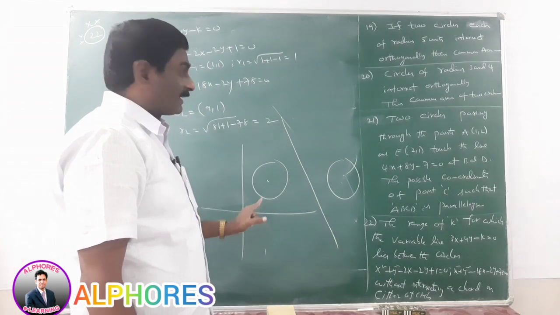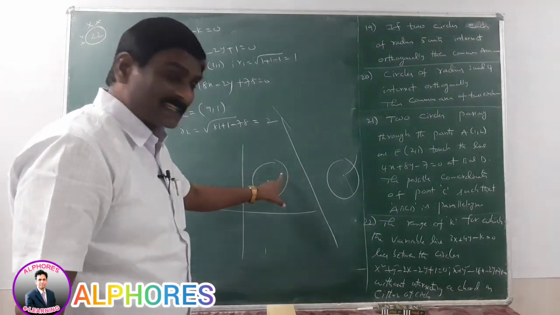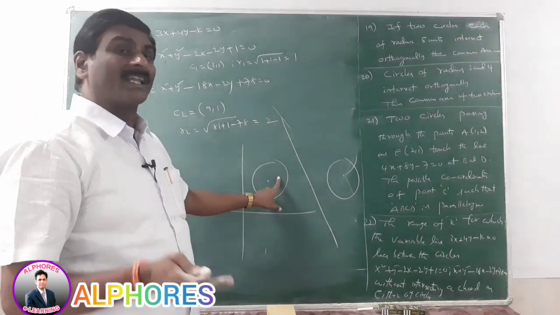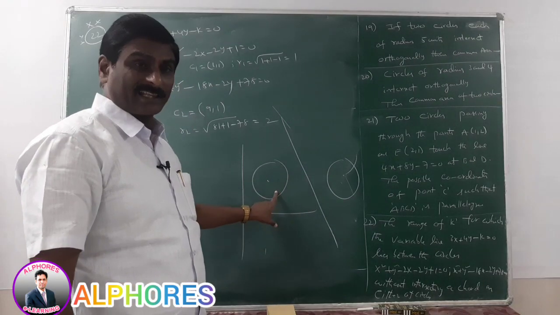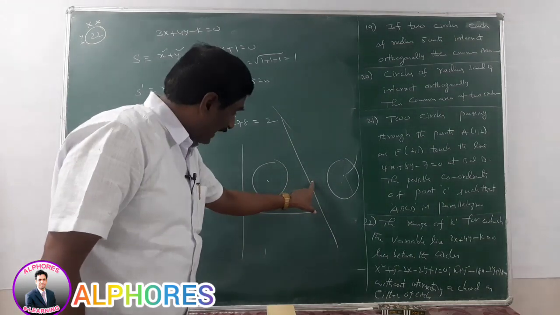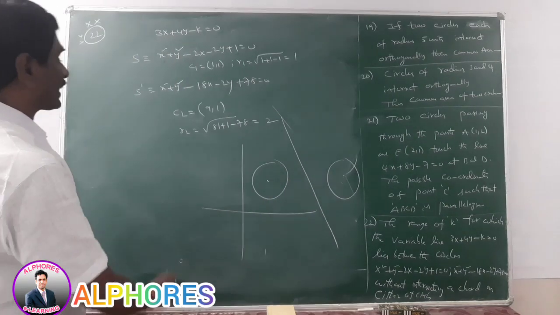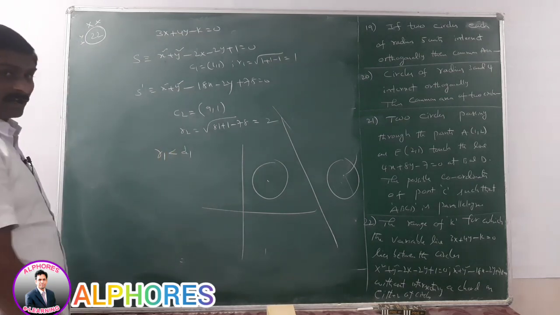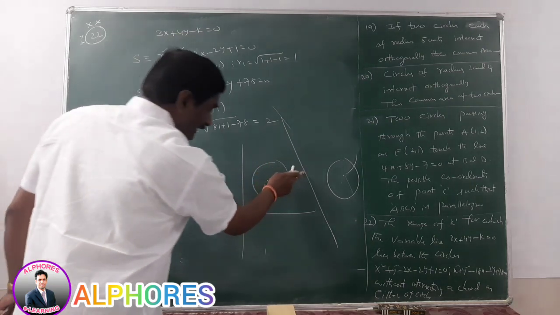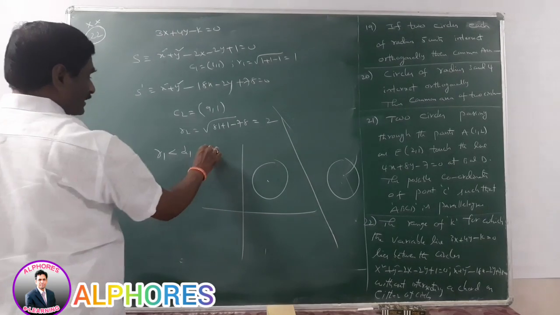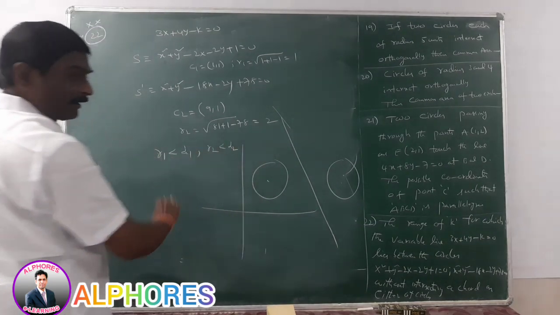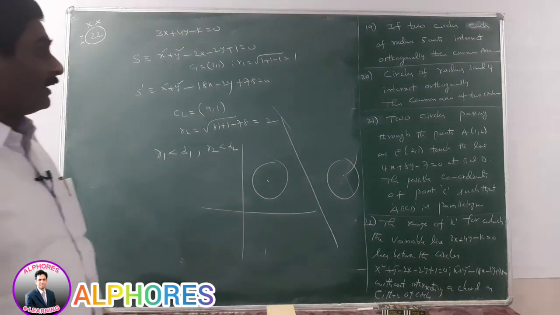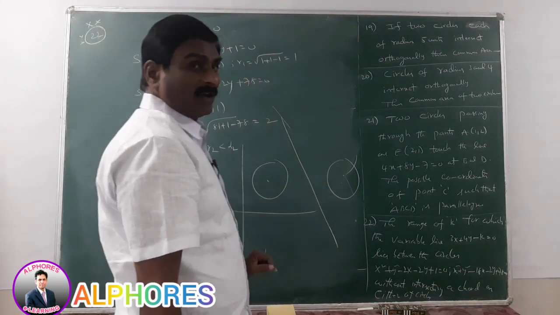If the line touches the circle, what is the condition? R is equal to D. If the line cuts the circle, what is the condition? R greater than D. That means here the line never cuts the first circle. What is the meaning? R1 less than D1, or D1 greater than R1. Next, this line never cuts the second circle. That means R2 less than D2. And at the same time, the line lies in between these two values.